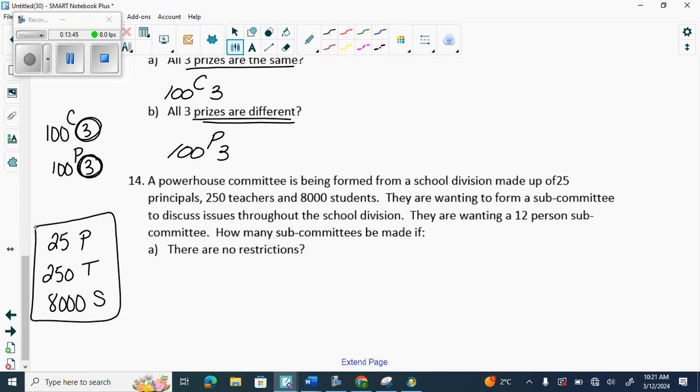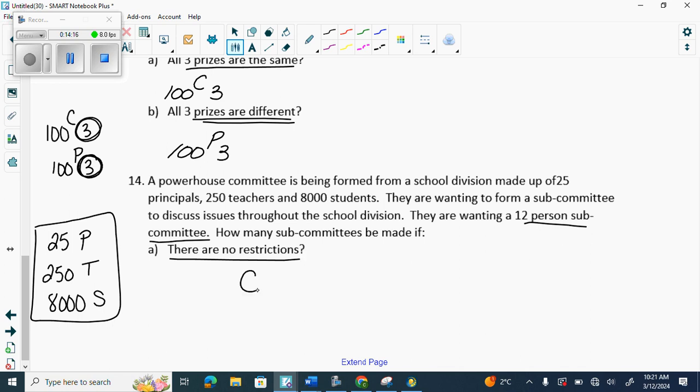They're wanting to form a subcommittee to discuss issues throughout the school division. So we're trying to form a smaller committee, and now we have to find out, does this committee have jobs? Then it's a permutation. Or if you just get to be on the committee and you're all the same, then it's a combination, right? So let's keep reading. They want a 12-person subcommittee. How many ways can this happen if there are no restrictions? If I pick first, second, third, fourth, fifth, sixth, seventh, eighth, ninth, 10th, 11th, 12th, does it change my outcome? No. So I know it's a C.